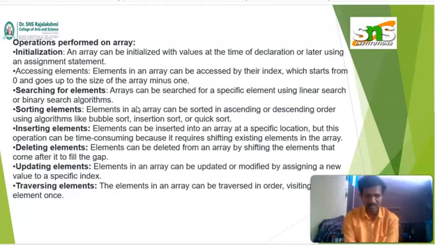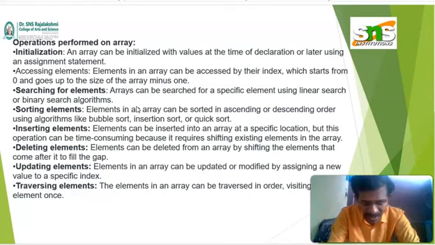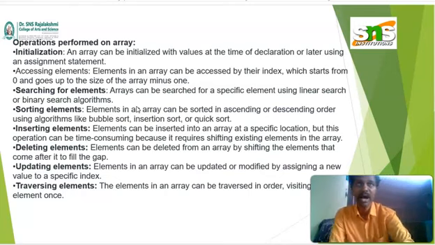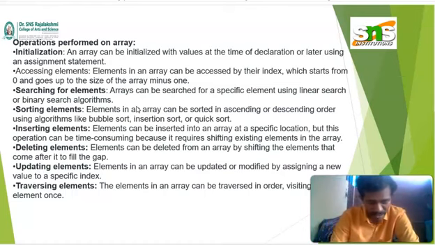So next one, searching for elements. How can we search elements? Arrays can be searched for a specific element using a linear search and a binary search algorithm. So here we have to use two types of algorithms for searching elements. Basically the first one is a linear search and the second one is a binary search.